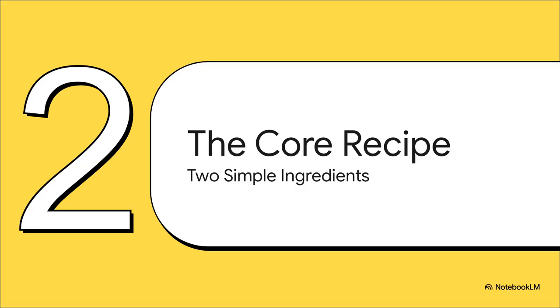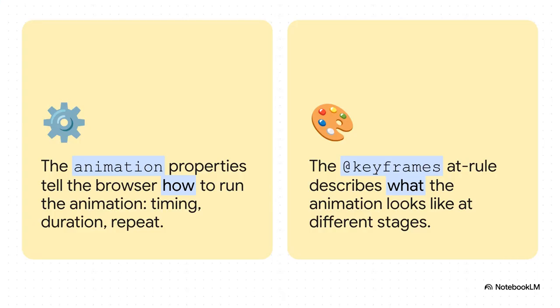To make any CSS animation, you just need two core ingredients. Seriously, that's it. Think of it like a recipe. You need to know what you're making, and you need the instructions on how to make it. And here are those two parts, laid out perfectly. On the right, we have something called @keyframes. This is the what in our recipe.